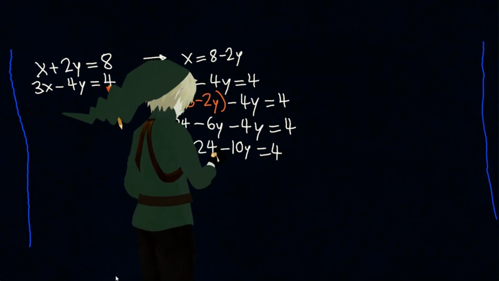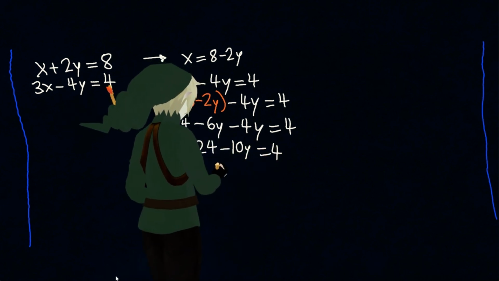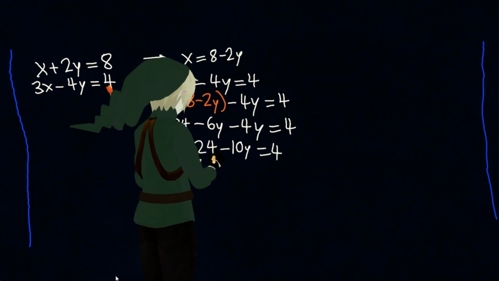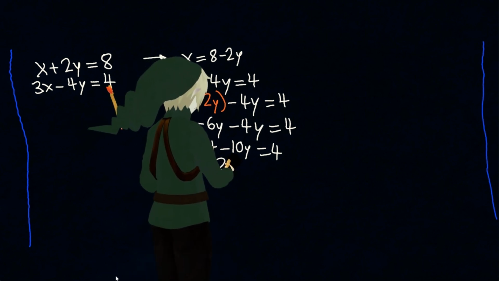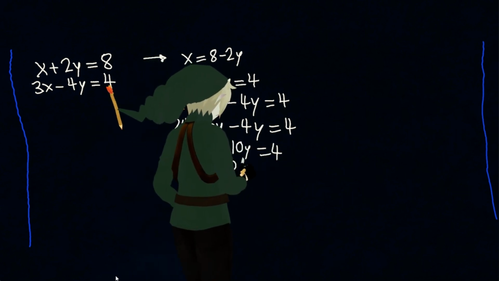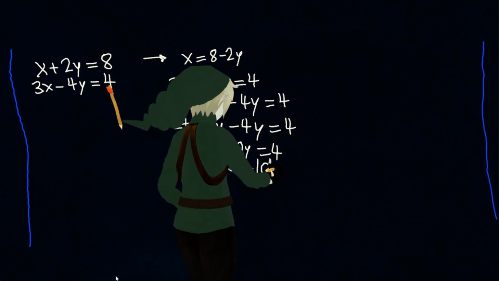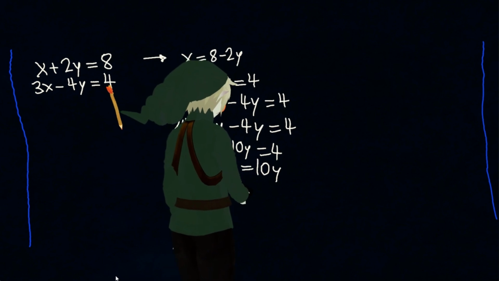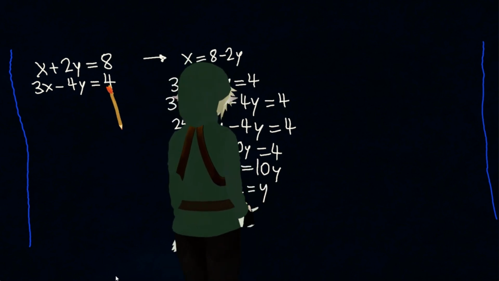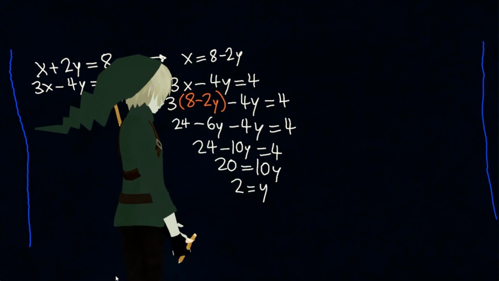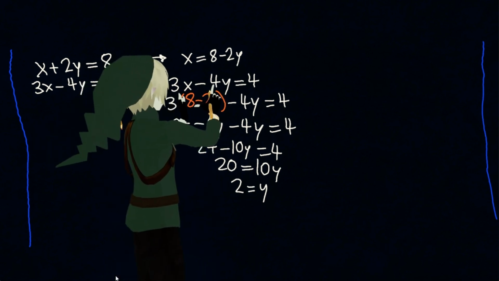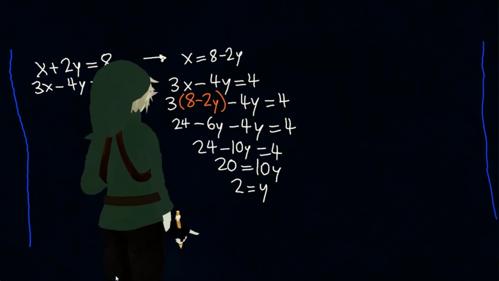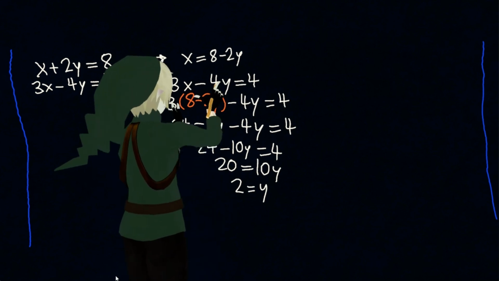We'll take this, subtract 4 to the other side. We'll get 24 minus 4 is 20. We'll shove this to the other side. 10y. And when we divide 10 to both sides, you can easily see that y is equal to 2. Okay? A little less clean. I'm sorry, a little more clean.